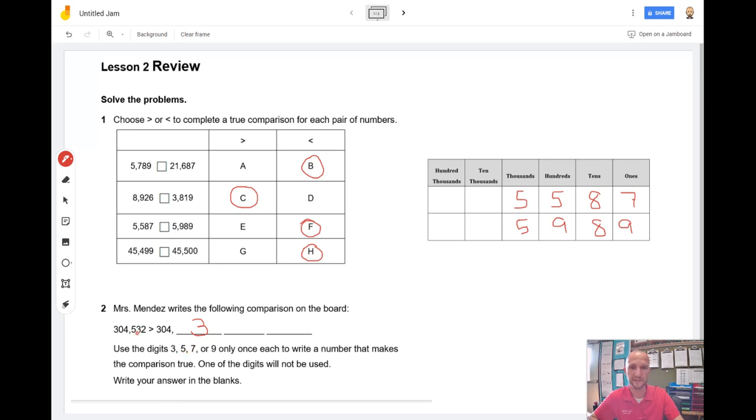And then because that 3 is less than the 5, I could use any combination of 5, 7, or 9 there. Let's go 357. So 304,532 is greater than 304,357. Okay, let's look at a couple more examples.